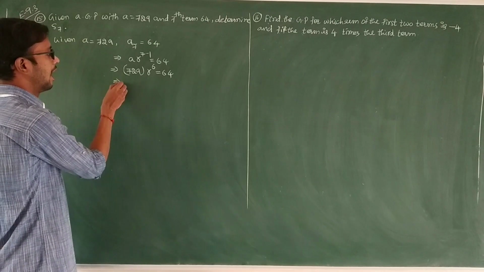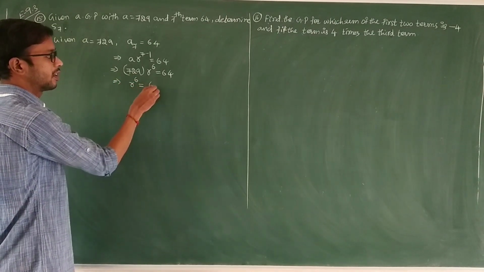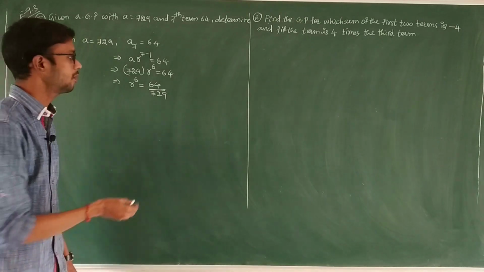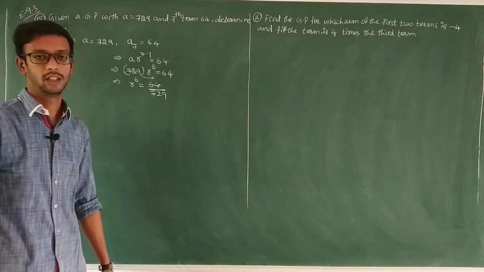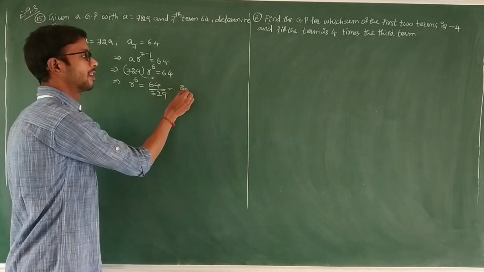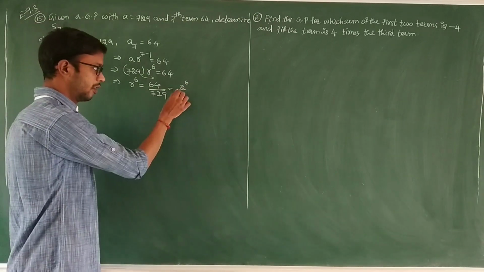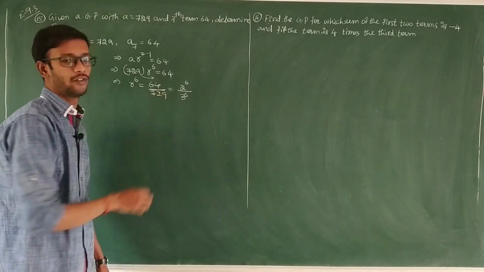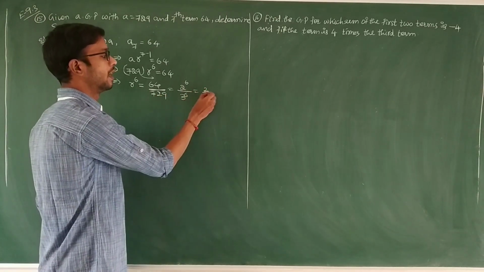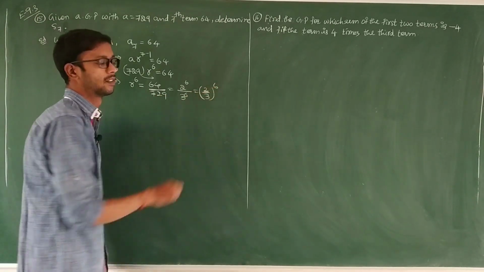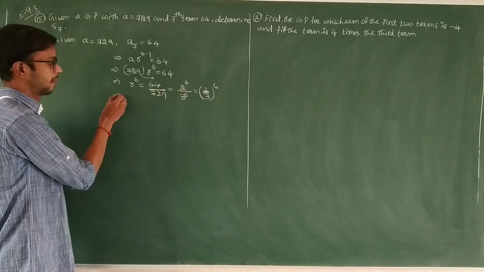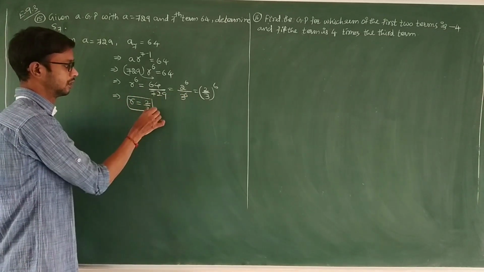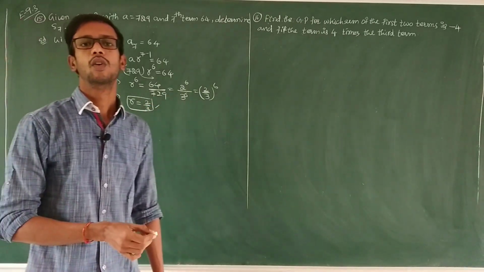So this one I'll write as ar power 6 is equal to 64 by 729. Take the denominator. Next, 2 power 6 is 64. 3 power 6 is 729. So we can write 2 by 3 whole power 6. So now compare here. r is equal to 2 by 3. r is equal to 2 by 3.